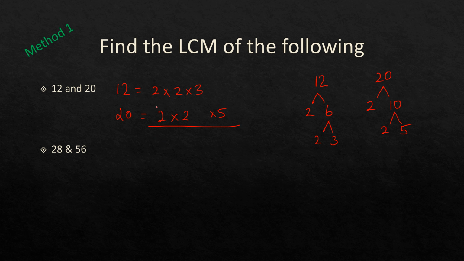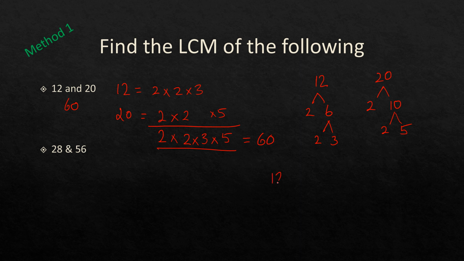And now we write whatever is common. There are two 2's here, but we only use one 2, just like the HCF, times the 3, times the other 2 here. In this case, even if it appears only once, we take it, times 5. So this is the lowest common multiple of 12 and 20. What is this? Let's check. 2 times 2 is 4, 4 times 3 is 12, 12 times 5 is 60. So the answer is 60.